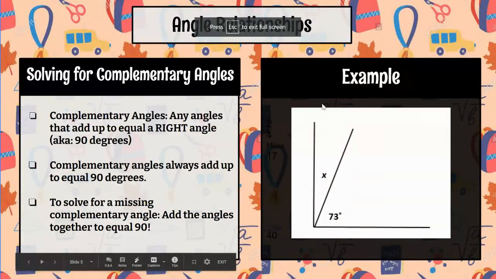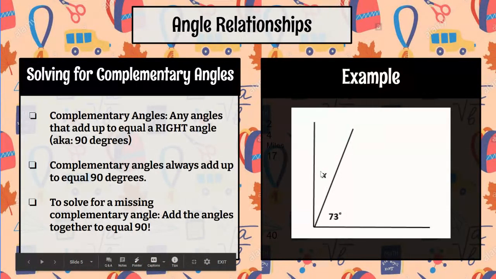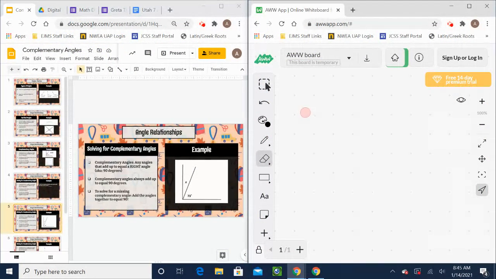Next one. We've got these angles, okay? So these are complementary to each other. We already talked about that. They're going to add up to equal 90 degrees. I'm going to add them together, set it equal to 90. So I've got angle X and angle 73 degrees. So when I go to my work, I'm going to write X, which is my first angle, add it to my other angle, which is 73 degrees, and they're complementary, so they equal 90 degrees, okay?